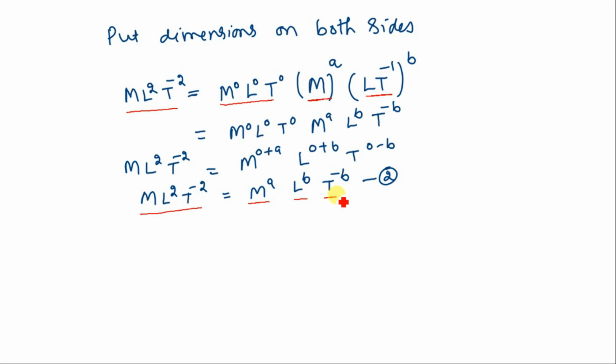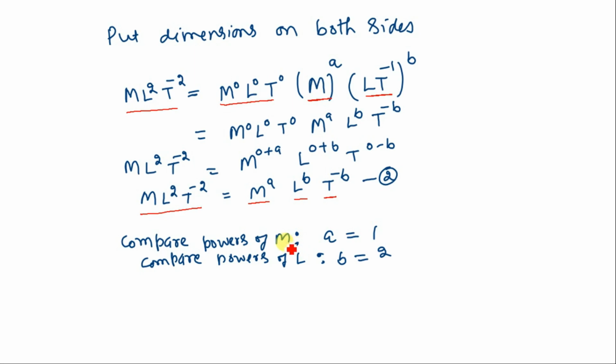Let us now equate the powers of different dimensions on both sides of the equation. If we compare the powers of M on both sides, then we can see that the power of M is a on the right side and the power of M is actually 1 on the left-hand side. So we will get a is equal to 1. If we compare the powers of L on both sides, you can see the power of L on the right side is b and the power of L on the left side is 2. So we will get b is equal to 2. So we have found the values of a and b.